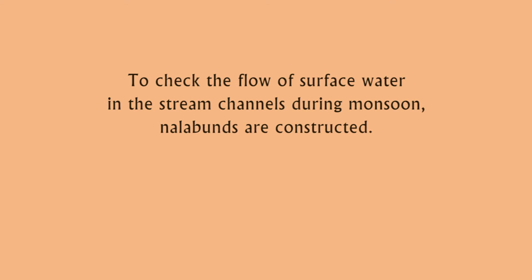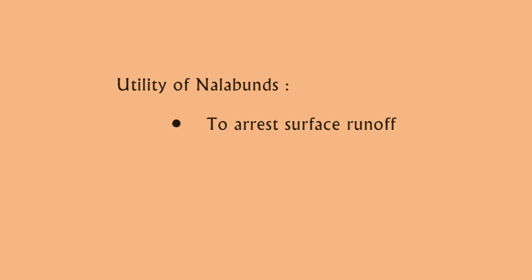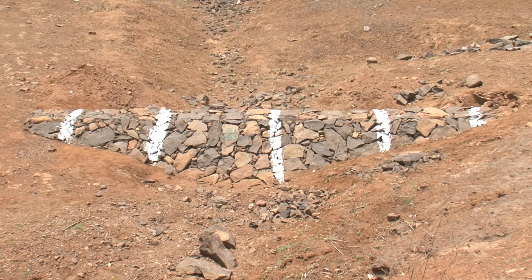To check the flow of surface water in the stream channels during monsoon, Nalabunds are constructed. Nalabunds are constructed in areas having gentle slope. Utility of Nalabunds is to arrest surface runoff and to control soil erosion. In Maharashtra, such dry stone check dams are commonly called Nalabunds.